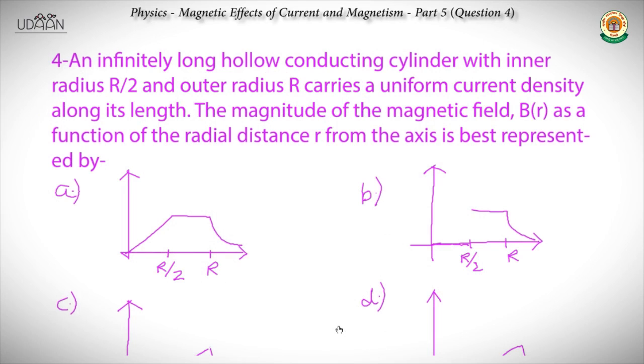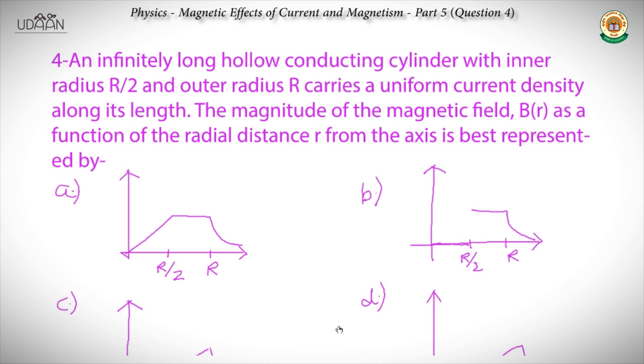We now move on to question number 4. An infinitely long hollow conducting cylinder with inner radius R/2 and outer radius R carries a uniform current density along its length. The magnitude of the magnetic field B(r) as a function of the radial distance r from the axis is best represented by which of the following graphs?